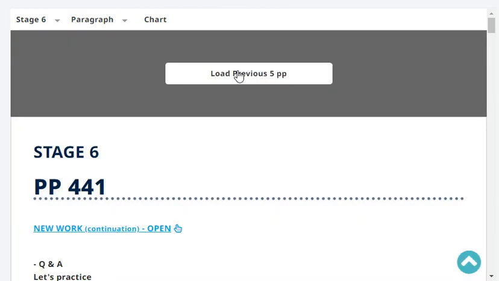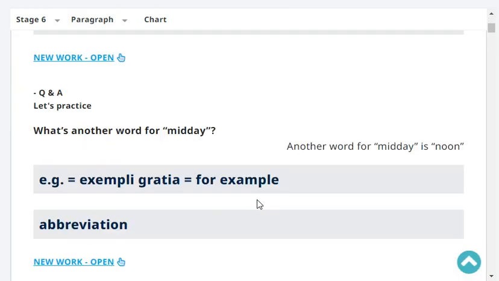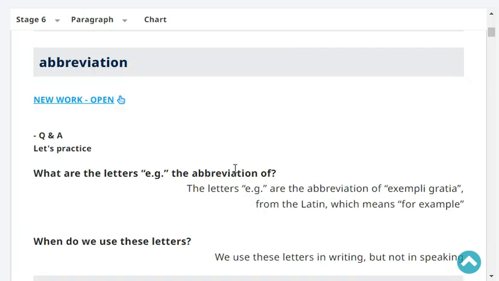Okay, so let's start with revision. Ready? Okay. Here we go. What's another word for midday? Another word for midday is noon. Very good. What are the letters e.g. the abbreviation of? The letters e.g. are the abbreviation of exempli gratia, from the Latin, which means for example. Very good.